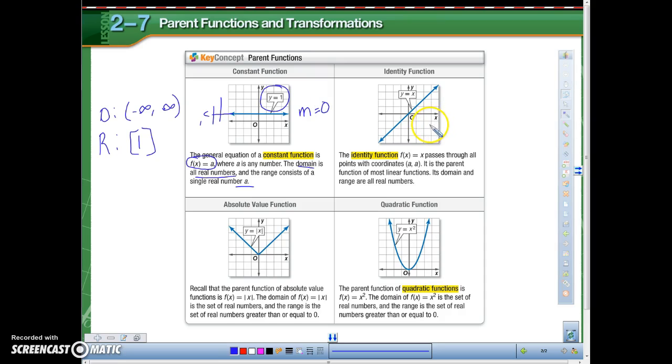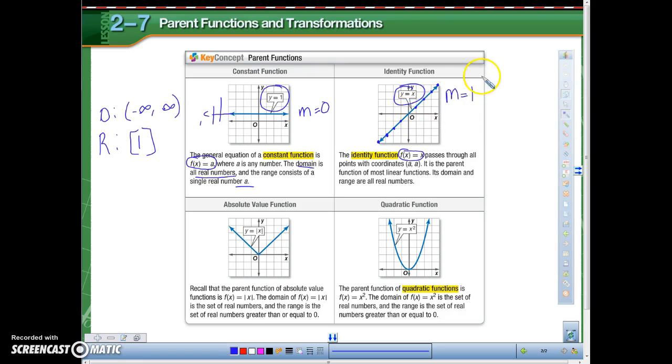The other one we're going to talk about is the identity function. The identity function is always y equals x, or if you're doing it as a function, f of x equals x. It passes all points with coordinates a, a. So what that means is 1, 1, 2, 2, 3, 3, 4, 4. Negative 1, negative 1, negative 2, negative 2, negative 3, negative 3, negative 4, negative 4. All of those points will be on that line. The slope of this line, in particular, is 1, because you go up 1 over 1, up 1 over 1, up 1 over 1. The identity function is always going to be a slope of 1.